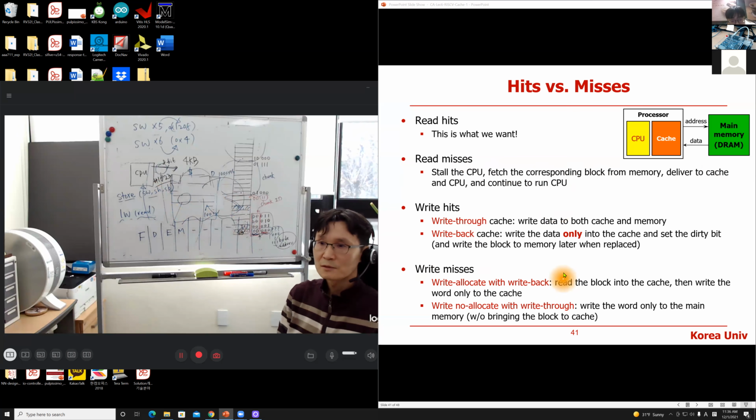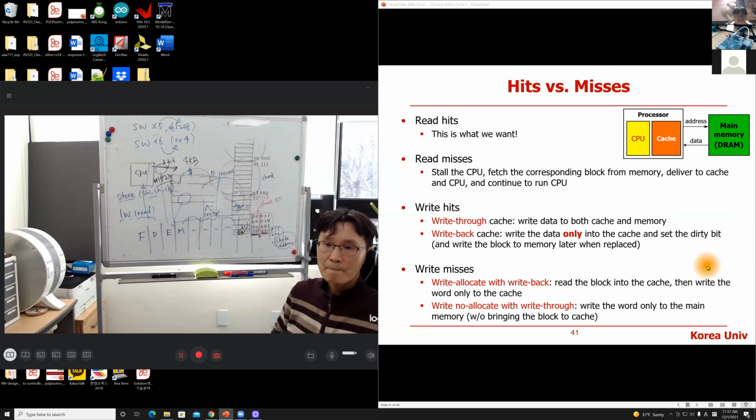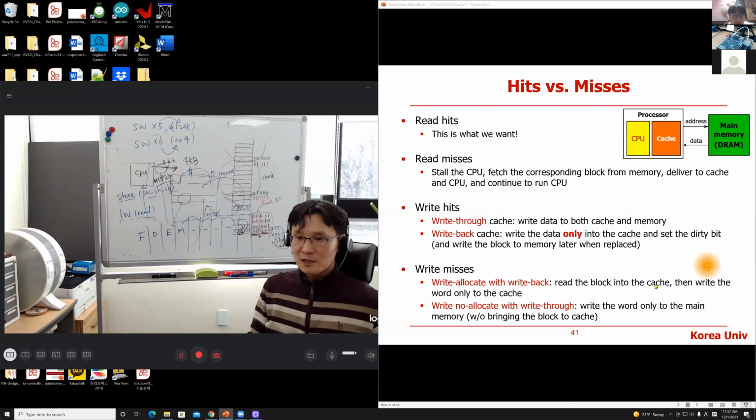So these two. Write hits: write-through cache writes data to both cache and memory. Write-back cache writes the data only into the cache and sets the dirty bit, and writes the block to memory later when replaced. Write misses: write allocate with write back reads the block into the cache, then writes the word only to the cache. Write no-allocate with write through writes the word only to main memory, without bringing the block to the cache.